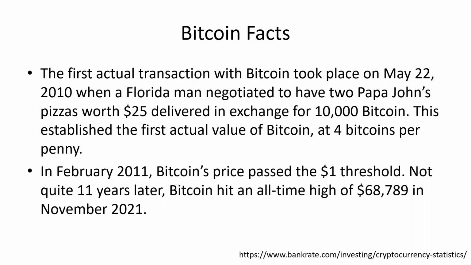I hope he did, because it took until February 2011, which is about a year later, that Bitcoins became more valuable, up to about $1. And in November 2021, they hit a high price of $68,789. So the guy who had 10,000 of those would have, what is that, $680 million? Not bad for a pizza.